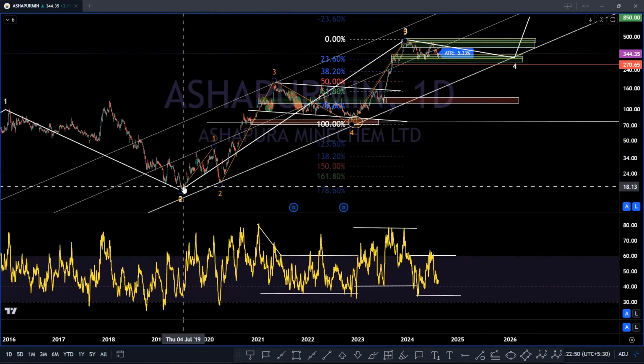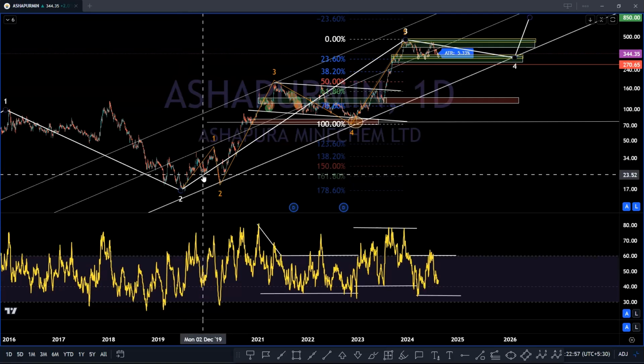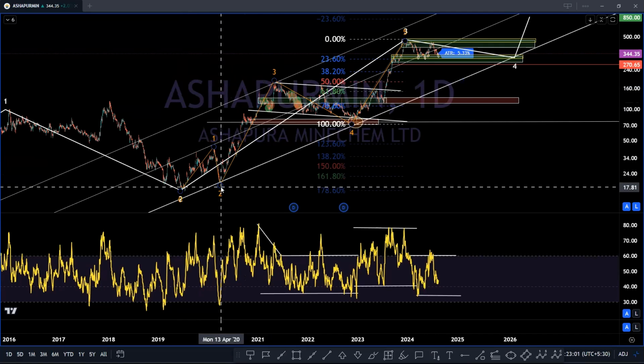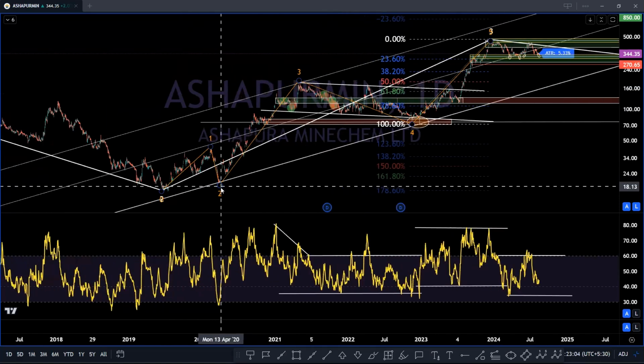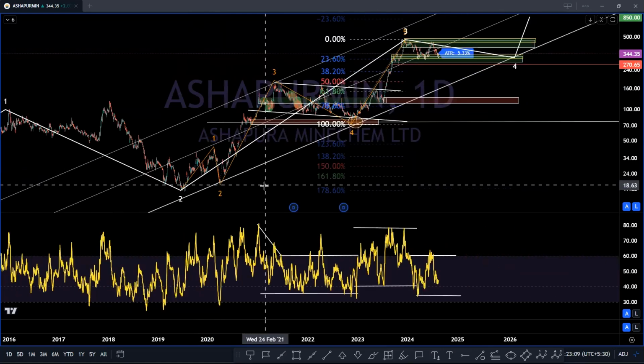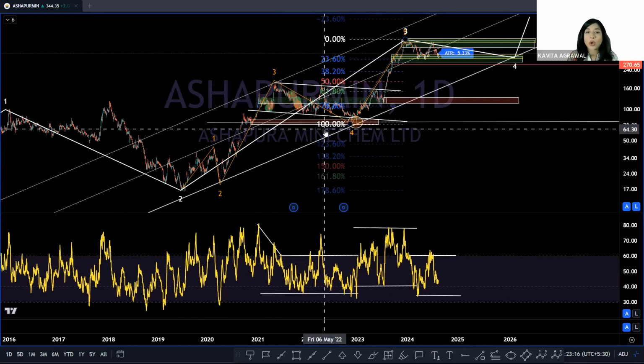Then after that, when the leading diagonal structure was broken, the wave one actually started. So essentially, the wave three you have marked could actually be wave one, and then this could be wave four. Orange one could actually be the bottom of wave two. This could also be one possibility. The only downside I see is wave three is short; it's not long. Yes, wave 3 cannot be the shortest wave.